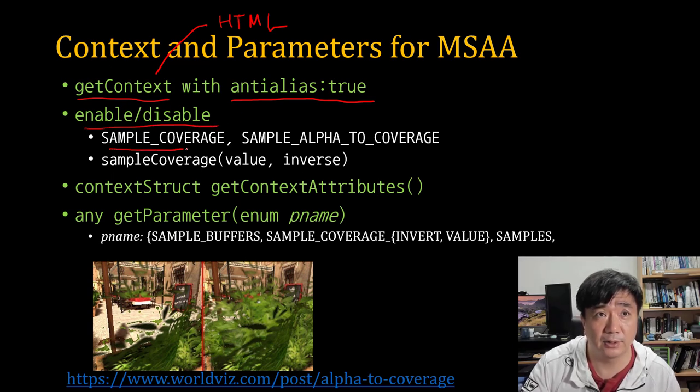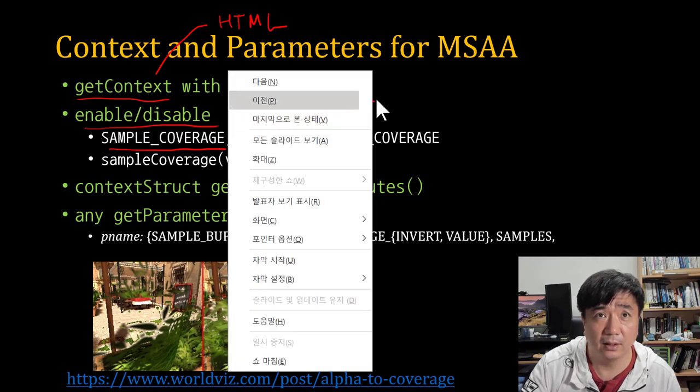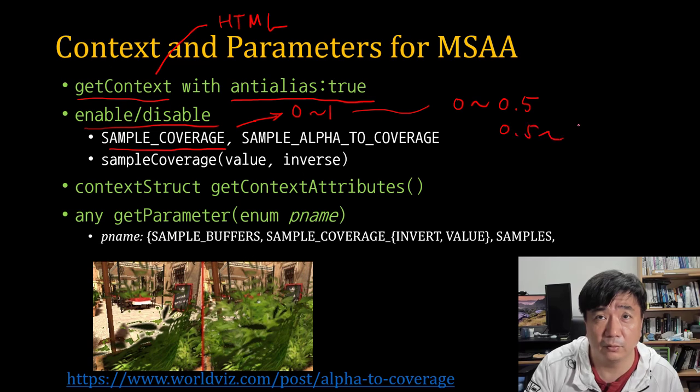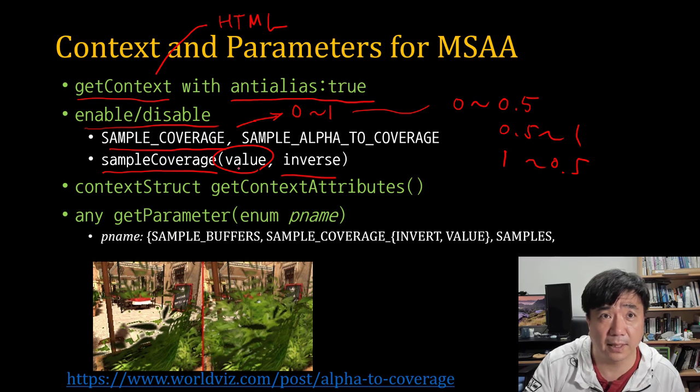For example, sample coverage lets us set the sampling coverage value. Normally it is 0 to 1, but we can set it to 0.5, or 0.5 to 1. So we can set it by the sample coverage value and inverse. Inverse is 1 to 0.5. If we set the value 0.5 and set inverse to true, then it is 1 to 0.5. If we just set the value 0.5 with false, then 0.5 is used.